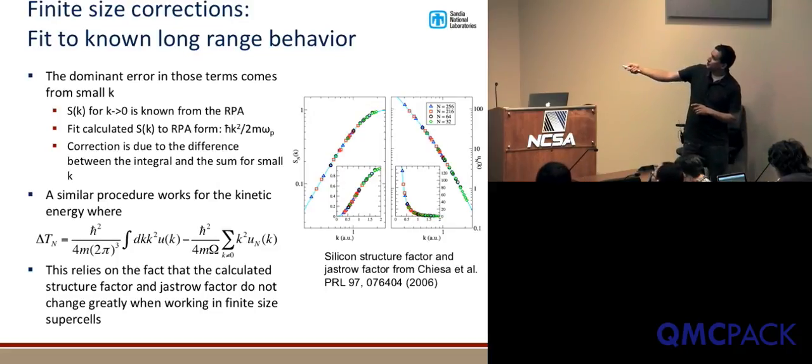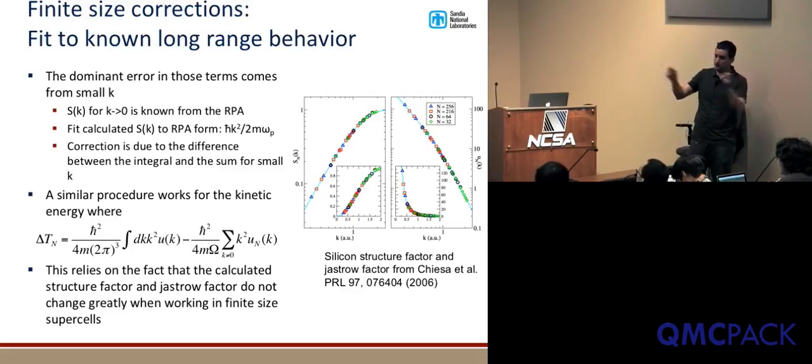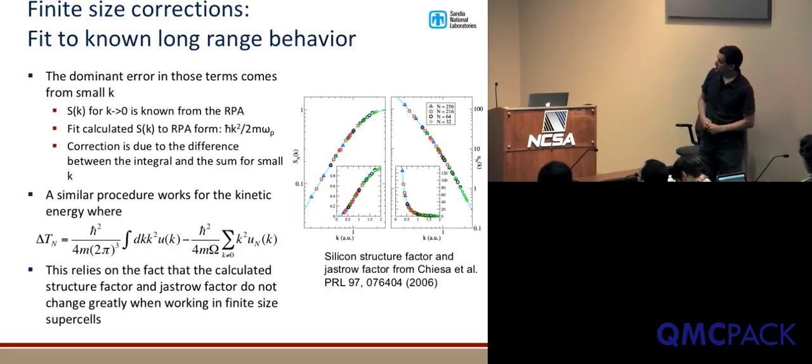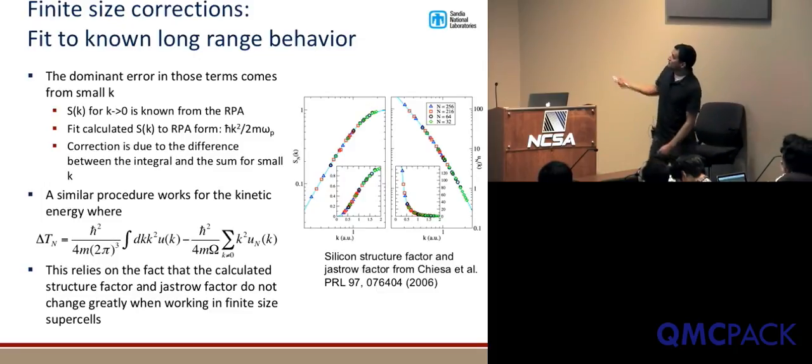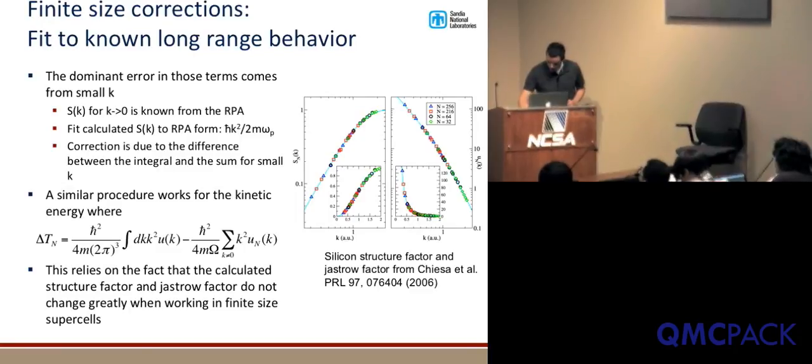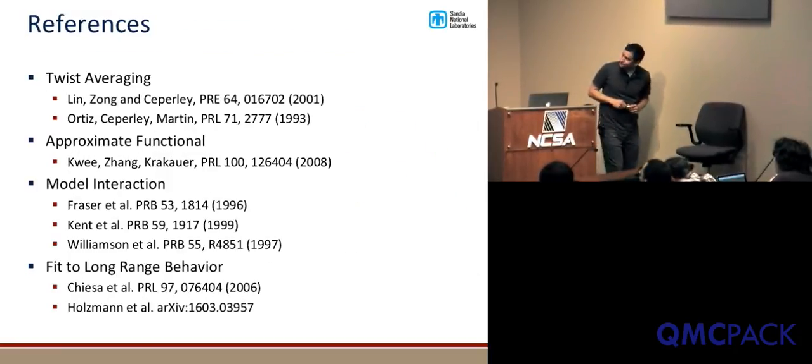Now, there's a similar formula for the kinetic energy. There's a finite size effect there. And there you need to know the long-range behavior of the wave function as two particles get far apart from one another. And again, this is something that we can get from our calculations. So if you do that, you get a nice analytic answer for your finite size effects.